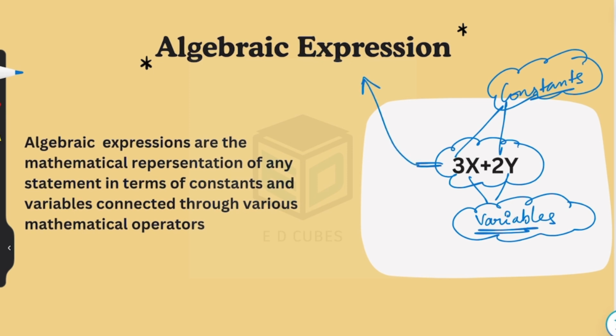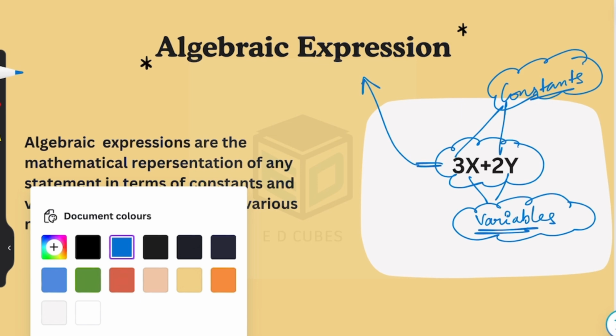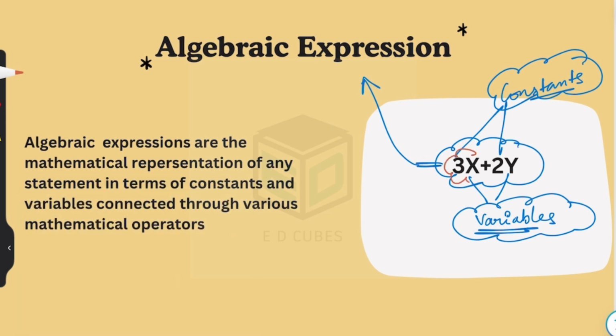Now what about terms, or what are the terms? So when the question comes, what are the terms? This individual element plus this individual element, these two comprise the terms of the algebraic expression. So 3x and 2y are the terms. These are the terms of the algebraic expression.